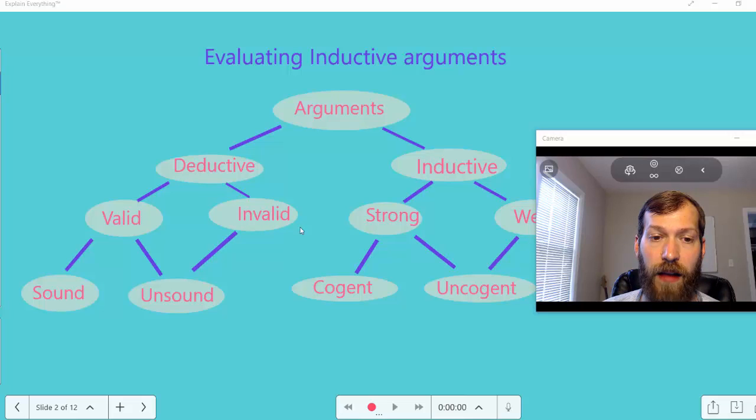and it's invalid. If it's invalid, it's automatically unsound, and that's because an argument is sound just in case it's valid, right? So if it's invalid, it fails to meet that condition. So an argument is sound just in case it's valid and has all true premises. So at this level, at the level of validity, we're really focusing on the inferential move.